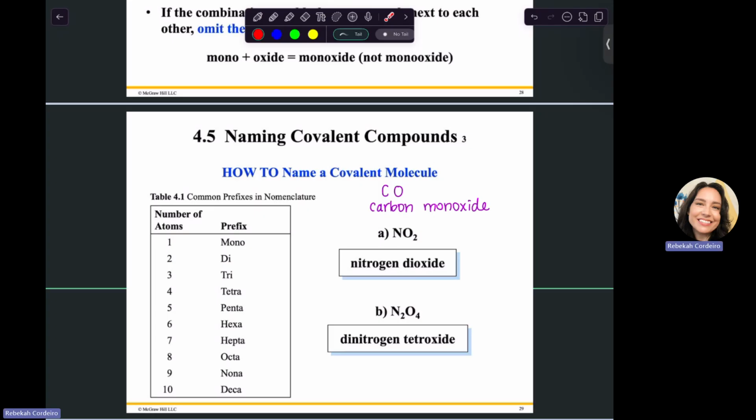This is easy. Don't make it hard. You just add the prefix for the number of elements there are. Change the ending to IDE on the second element. Don't use mono on the first. That's it. Basically 3 rules for that.